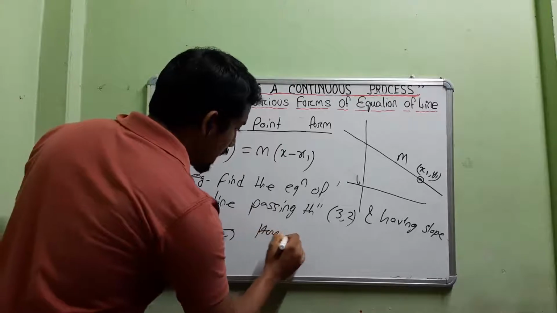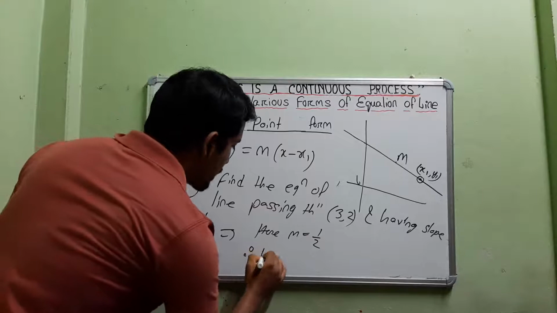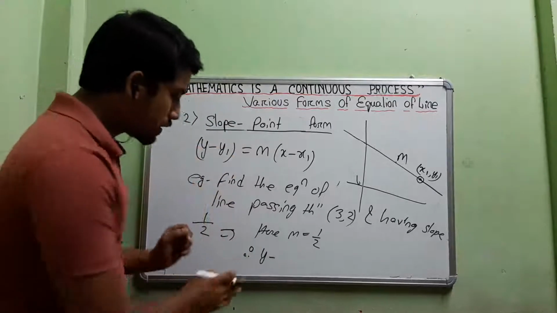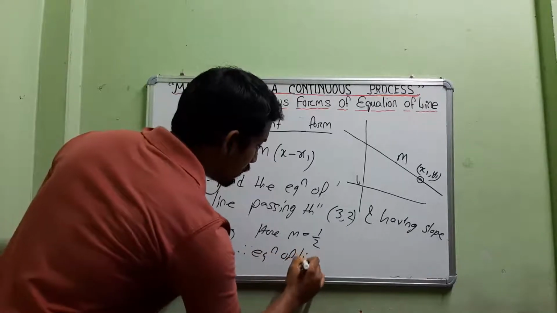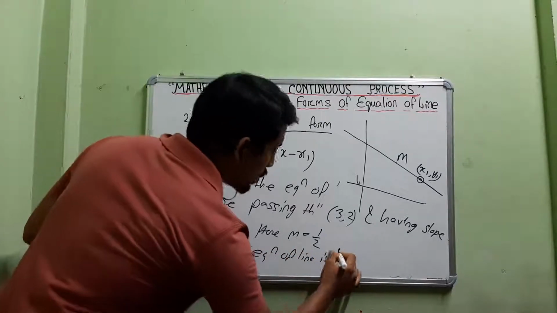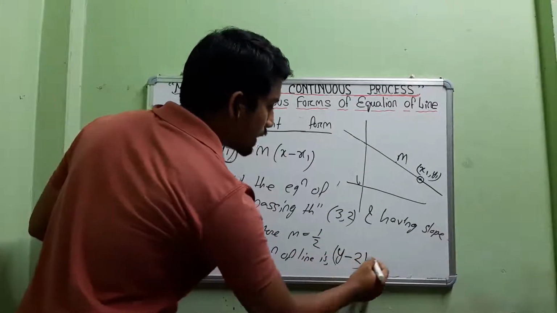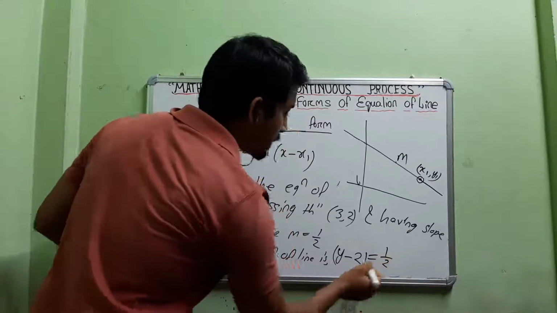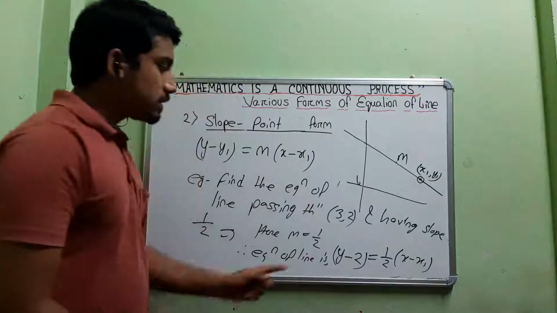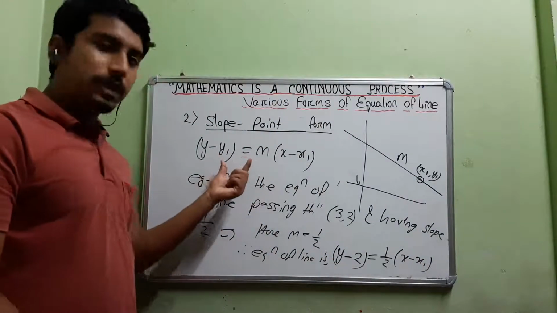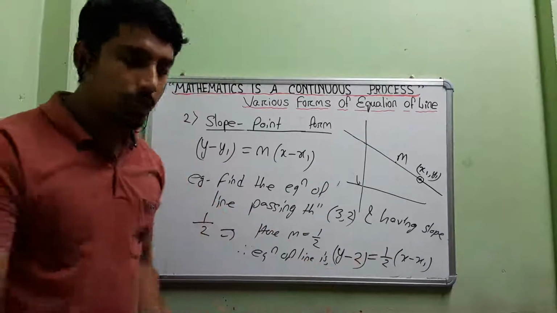Here m is equal to half, so the equation of line is y minus y1. What is your y1 here? 2, we can see the y coordinate. y minus y1 is equal to m into x minus x1, with m being half. We have just put the values in place: y minus y1 equals m into x minus x1. Then just simplify this and you will get the equation of line.